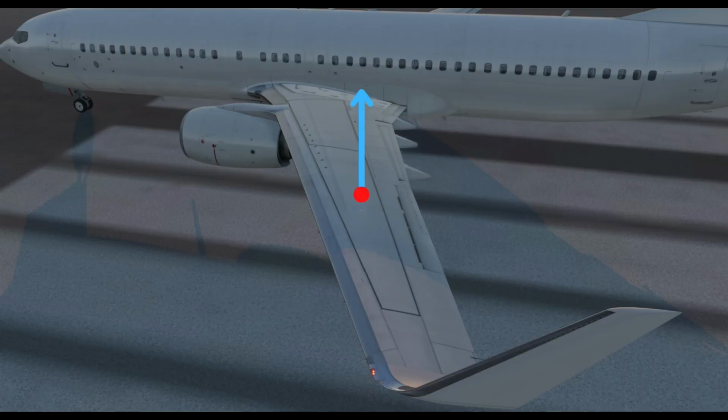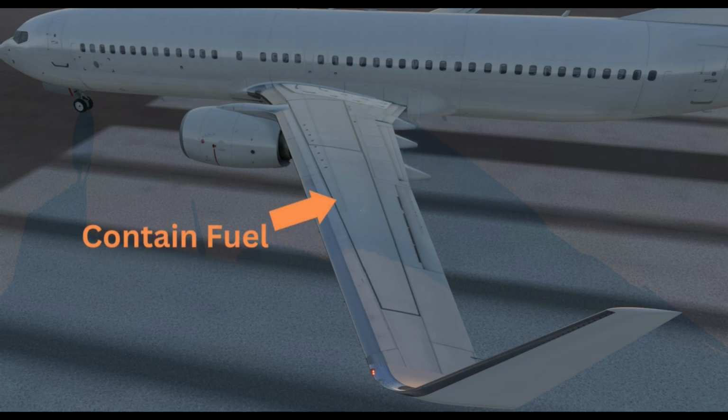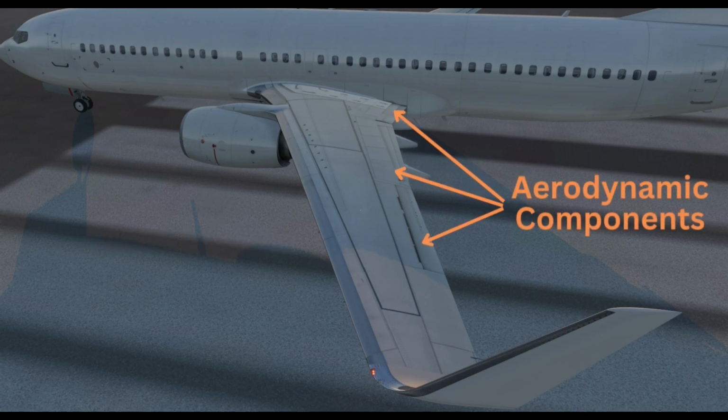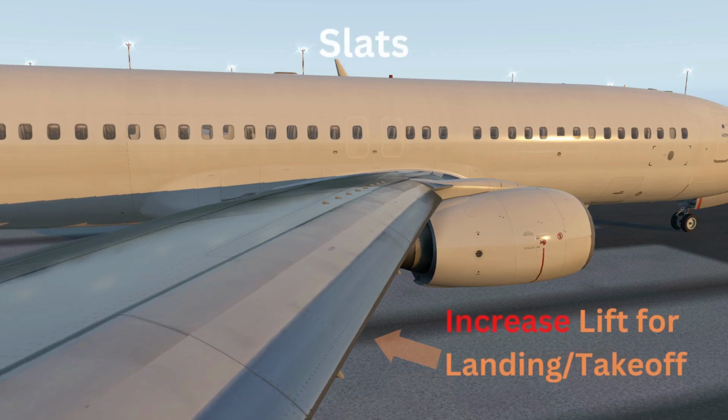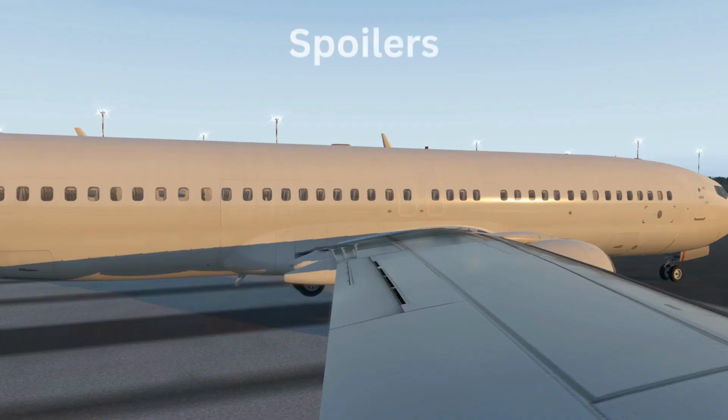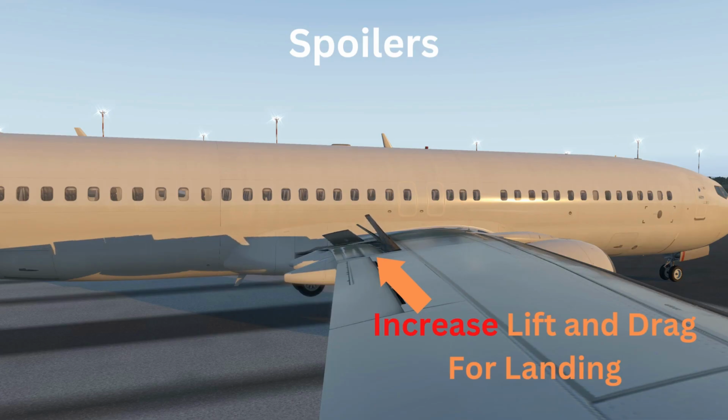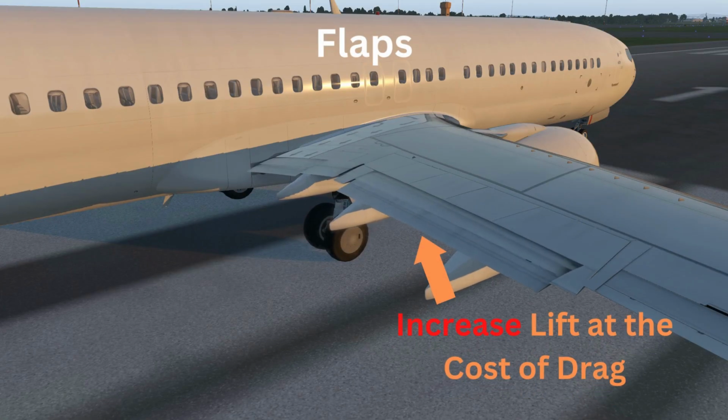The wings generate most of the plane's lift, contain fuel in many cases, and house both the engines and several aerodynamic components, which increase performance and efficiency. Some of these systems include slats, which increase lift for landing and takeoff, spoilers, which increase lift and drag for landing, and flaps, which increase lift drastically at the cost of drag.